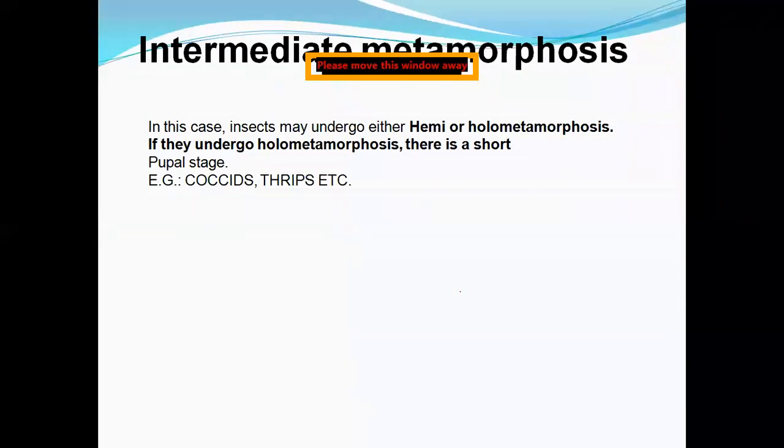Okay, intermediate metamorphosis means what? In this case, the insect may undergo either hemi or holo, either simple or complex, either direct or complete development, and that is known as intermediate metamorphosis. There is a short pupal stage, because in holometabolous metamorphosis there is a pupal stage, but in hemimetabolous there is none. In coccid insects and thrips, intermediate metamorphosis takes place, for example.